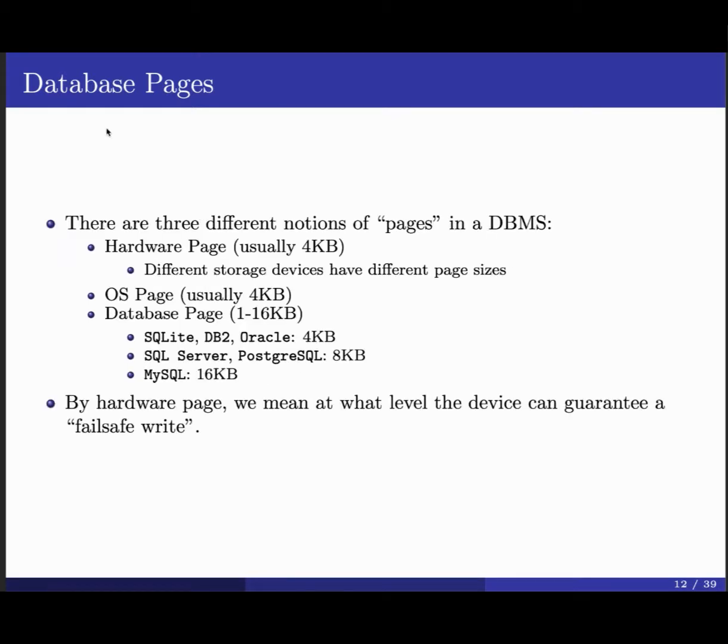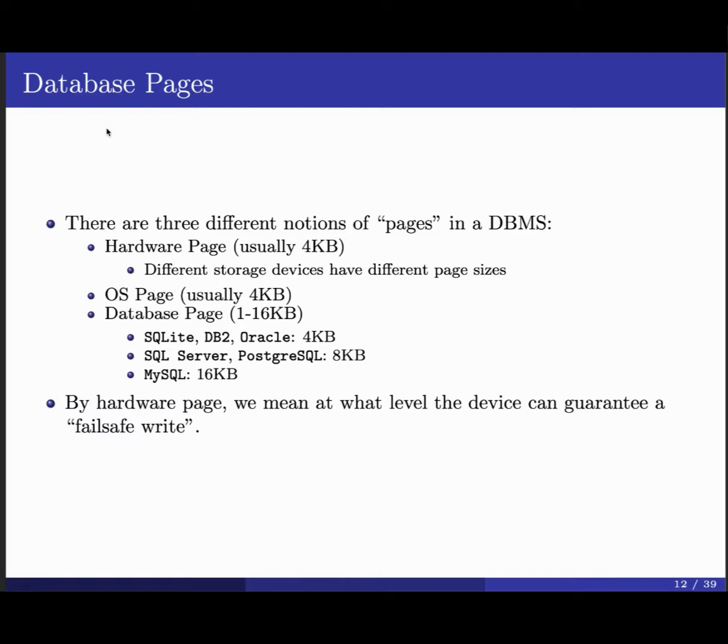So now we take a look at the data, a page in general, blocks. It looks like we have different notions of pages in the database management system. At the lower level, we have what is called the hardware page, which is the one at the disk level. Different storage devices have different page sizes, usually 4 kilobytes. That's what we covered last time.